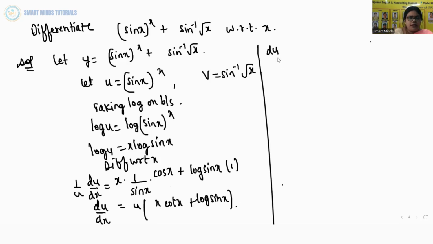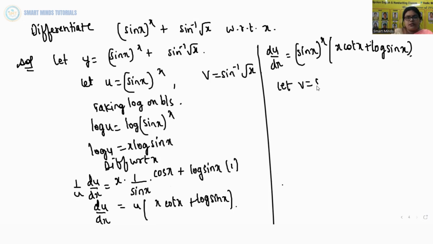Now du by dx equals, in the place of u, I can write (sin x)^x into x cot x plus log sin x. Now let's take v. Let v equal sin inverse root x. Now directly differentiating, we need not take logarithm here. Okay, so differentiating with respect to x.